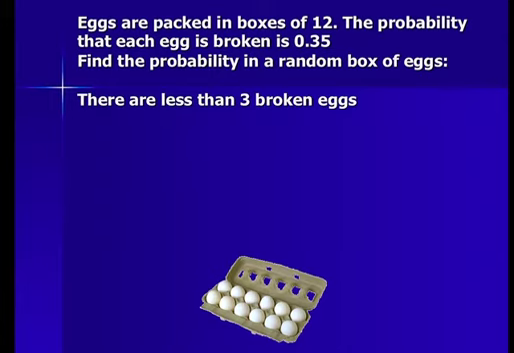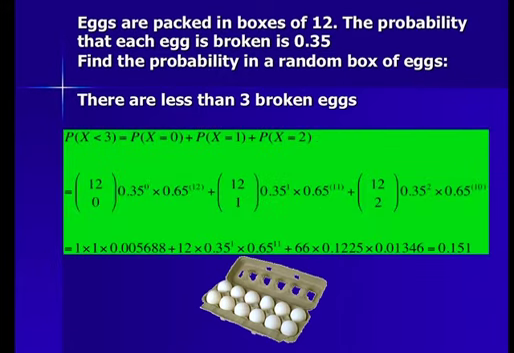Less than 3 broken eggs. So less than 3 broken eggs means basically 0, 1, or 2 broken eggs. So we could say probability that x is less than 3, which is the same as the probability that x is less than or equal to 2, because this is a discrete distribution. And we could, if we're doing this by hand, calculate that as being the probability x is 0, add 1, add 2, i.e. the probability of having 0, 1, or 2 broken eggs.